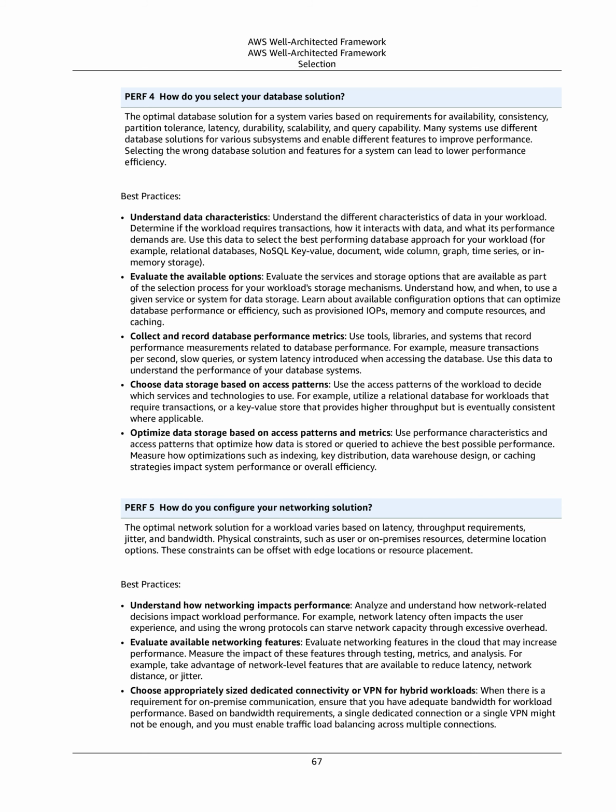For example, take advantage of network-level features that are available to reduce latency, network distance, or jitter. Choose appropriately sized dedicated connectivity or VPN for hybrid workloads. When there is a requirement for on-premise communication, ensure that you have adequate bandwidth for workload performance. Based on bandwidth requirements, a single dedicated connection or a single VPN might not be enough, and you must enable traffic load balancing across multiple connections.